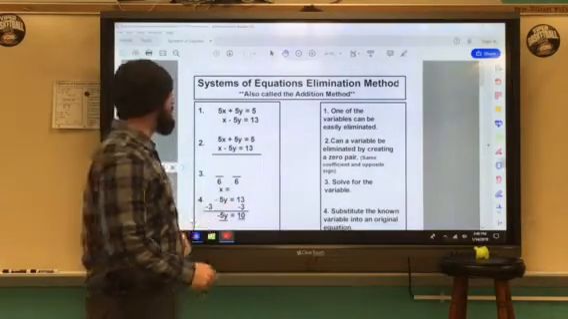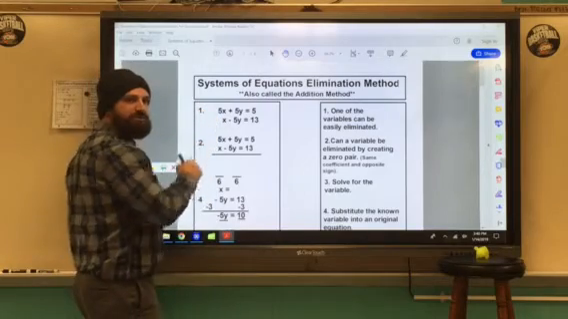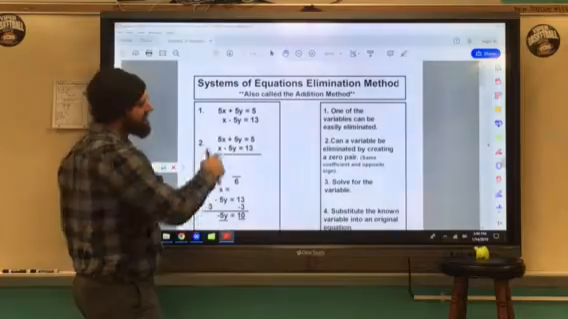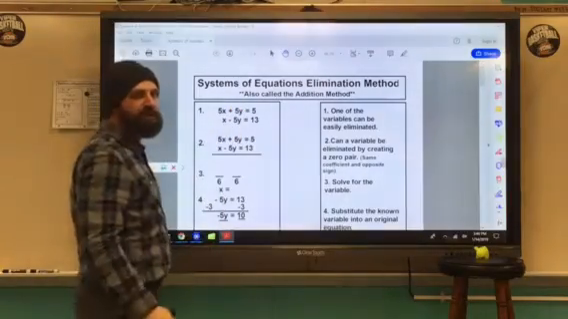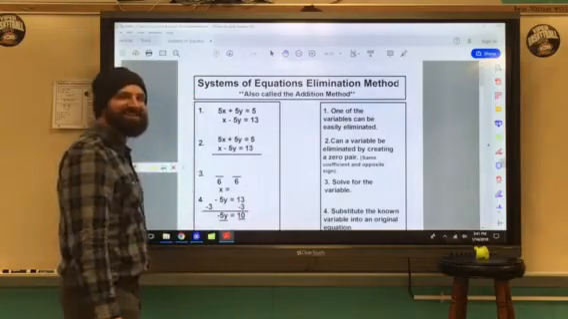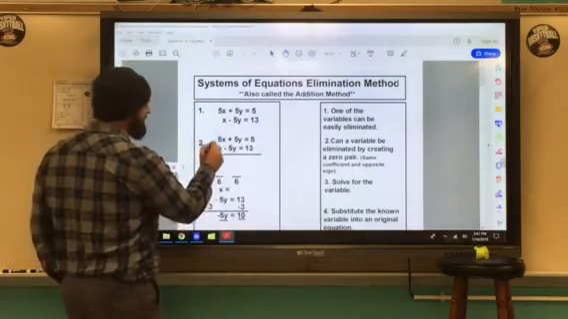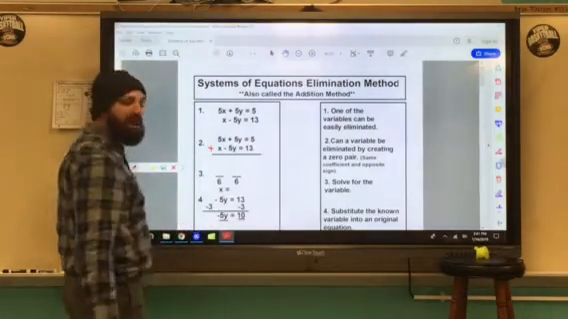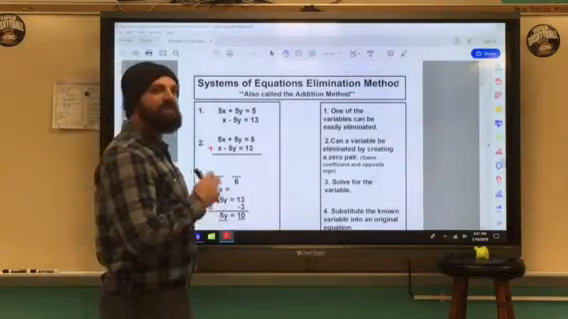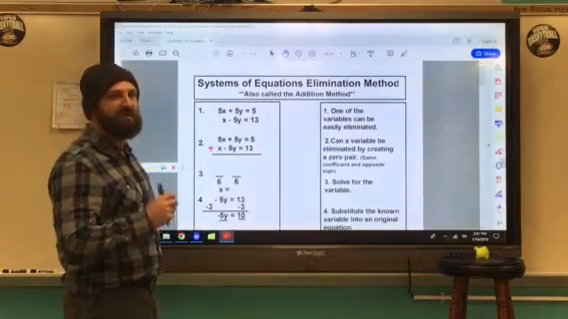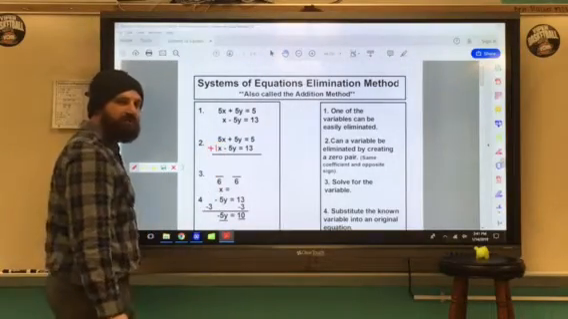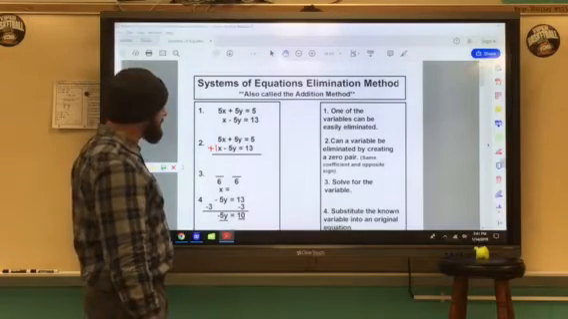You want to make sure that your x variables are lined up, the terms with your y variable are lined up, and then your constants are also lined up. Another name for the elimination method is the addition method. I'm simply going to draw a line underneath the two equations and add them together to see if one of the variables will eliminate so that I can solve for the other one. Remember, x is going to have a coefficient of 1 for that first term.